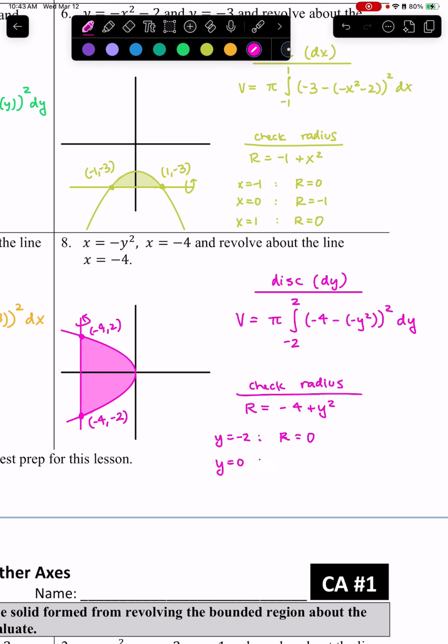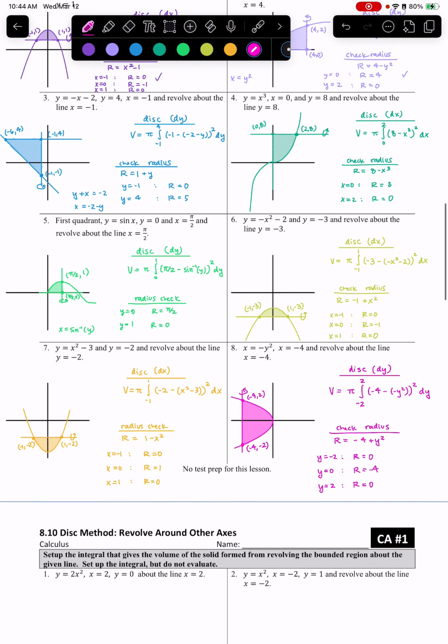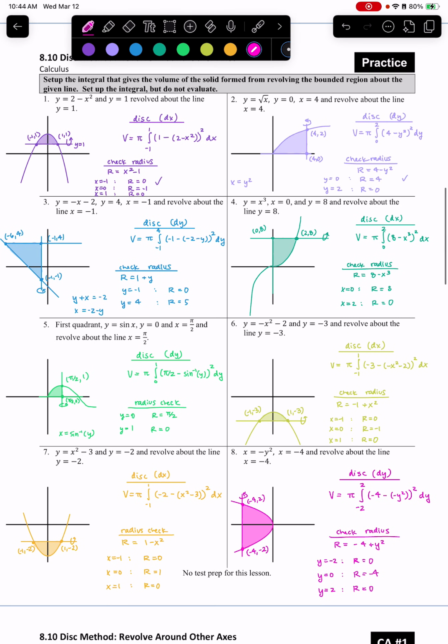When y is equal to 0, when we're right in the middle here, our radius should be 4. And if we plug in 0 into our radius equation, we get negative 4, which again is okay because we are squaring the radius. Okay, and then when we get all the way up to y equals 2, radius is also equal to 4. All right, well, hopefully that helps you understand how to set up these off-axis problems.